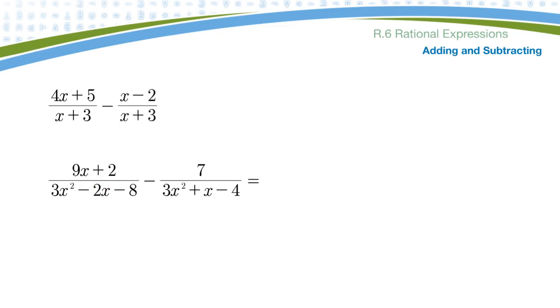Okay, now let's turn our attention to adding and subtracting. Adding and subtracting rational expressions are just like adding and subtracting any other fraction. You need to find a common denominator. In this first question, they already have a common denominator. So I can write the common denominator, and then on the top, I just write what I have happening.